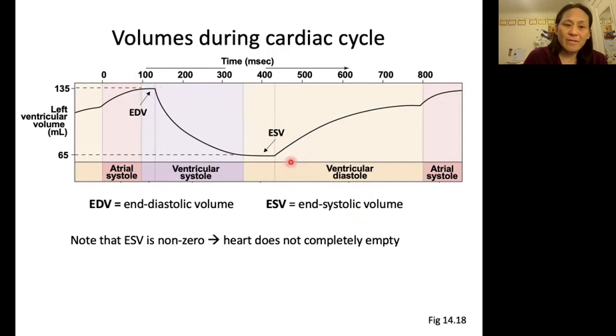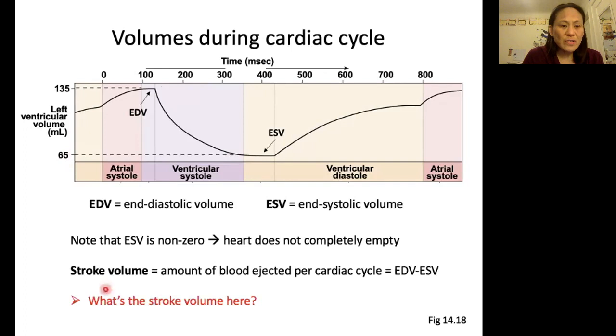I want to point out that ESV is non-zero. Okay, so when we eject blood out of the heart, we're not completely emptying the heart. We still have quite a bit of blood left in the ventricles after we eject, okay?